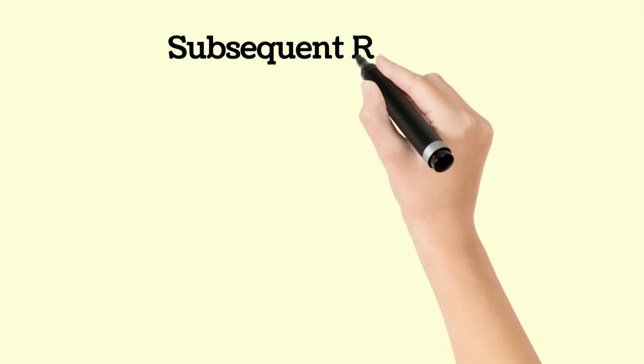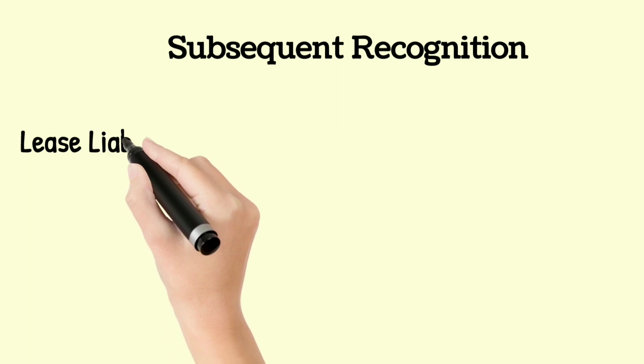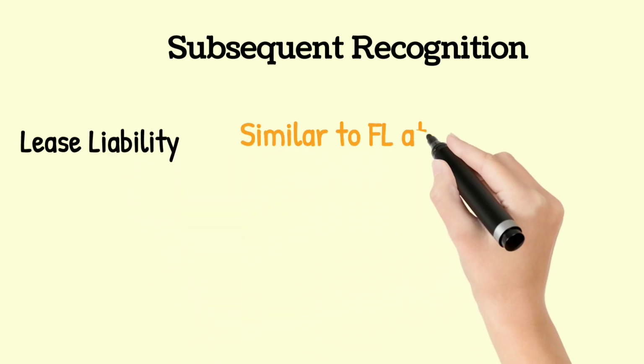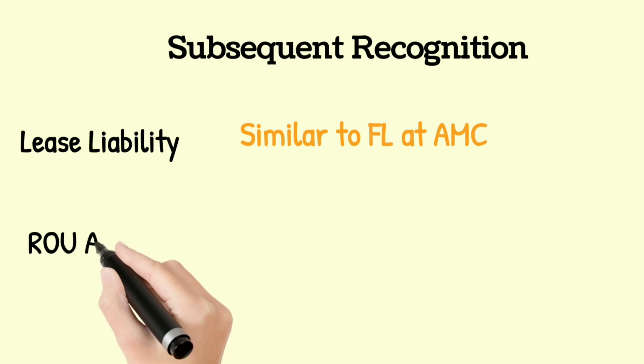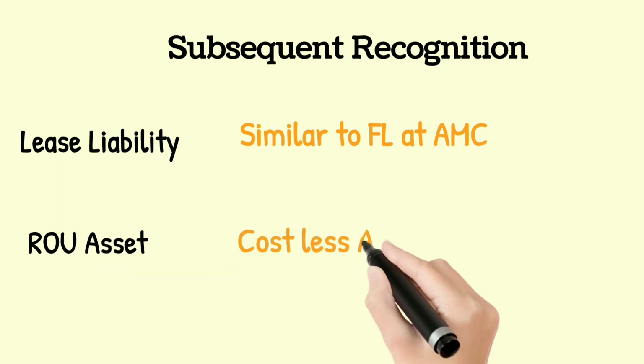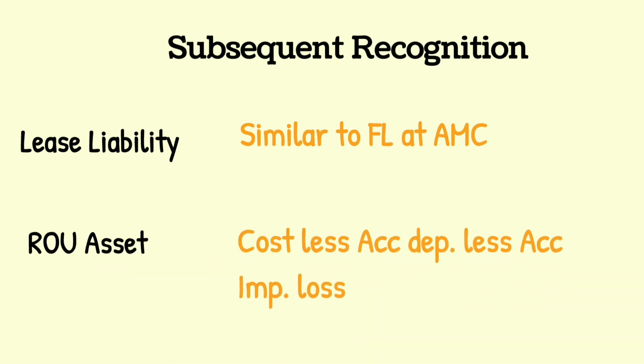For subsequent recognition, we will do the same accounting which we follow in Ind AS 109 for financial liability at amortized cost. And for subsequent recognition of the ROU asset, we will simply deduct the accumulated depreciation and all the accumulated impairment loss, if any. The ROU asset can be measured as per the cost model or as per the revaluation model.